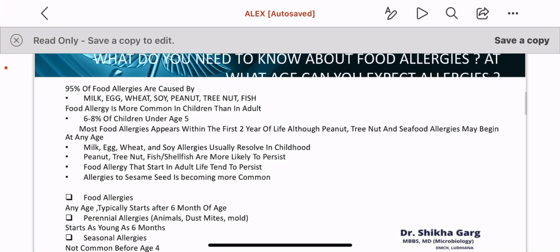So what do you need to know about food allergies? 95% of the common allergies are food allergies. They can be caused by milk, egg, wheat, soy, peanuts, or fish. Food allergies are more common in children than in adults. Usually 68% of the children under the age of 5 are affected with food allergies, and they most commonly appear within the first 2 years of life. There are a few food allergies which can persist even into adulthood, but usually they get resolved during childhood.